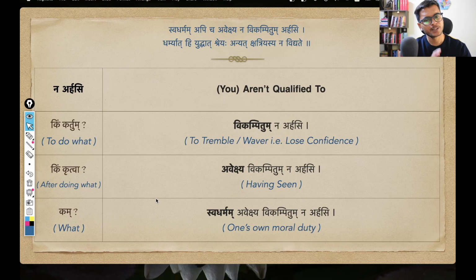So having seen your duty basically means having come face to face with moral duty, having come face to face with the situation where you ought to perform your moral duty. So when you are face to face with that situation, after coming face to face with that, now you aren't qualified to move back. Now you aren't qualified to have second thoughts. So that is what Krishna is implying to Arjuna here. Okay, so I hope so far everything is clear.